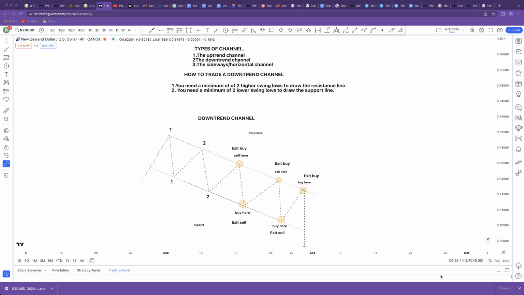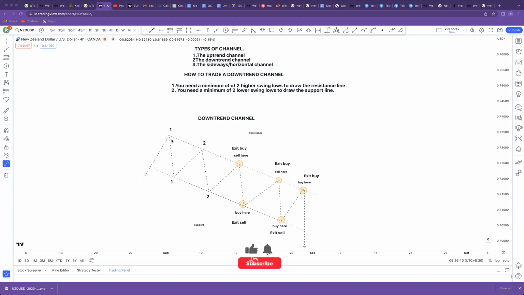Okay, so now we are done with the uptrend channel, and we are now on the downtrend channel. In the downtrend channel, you need a minimum of 2 higher swing lows to draw the resistance level, and also you need a minimum of 2 lower swing lows to draw the support line. So this is the resistance line, and this is the support line.